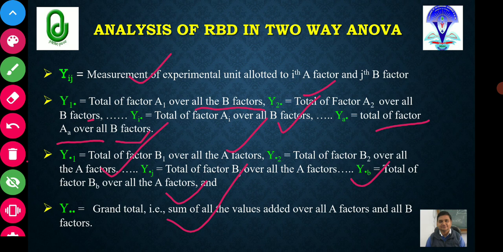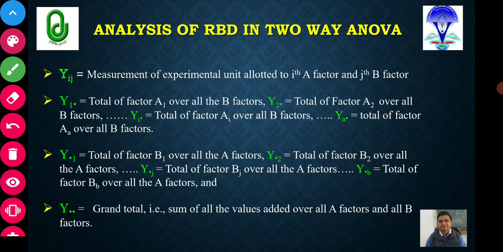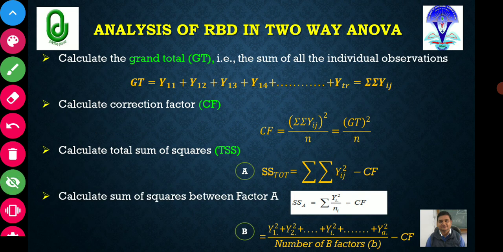So now directly we will come to the analysis, how we are analyzing. First of all, as in the case of CRD, we have to calculate the grand total. So for calculating the grand total, you have to add all the values across the breed and across the feed, and we represent it in the form of the double summation of Yij. Why double summation? Because it is the sum across the breed as well as the sum across the feed.